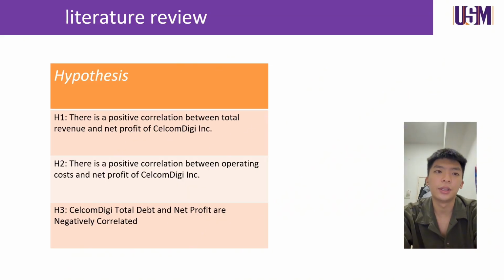Finally, we focus on the impact of total indebtedness on profits. Indebtedness has both advantages and disadvantages. Moderate indebtedness helps enterprises expand production scale, while excessive indebtedness will make the enterprise fall into unknowable risk. Excessive debt level will directly lead to an increase of enterprise risk and then affect the growth of net profit. So the third hypothesis we came up with is that Celcom DG's total debt and net profit are negatively correlated.